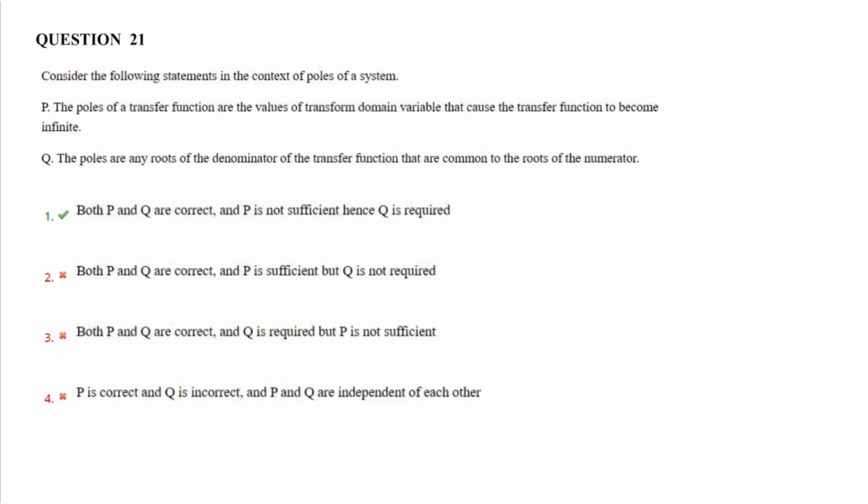Next, statement 2: poles are any roots of the denominator of a transfer function that are common to the roots of the numerator. The reason for statement P is that poles are the values of S that make the denominator of the transfer function equal to 0. Poles are values of S that make the denominator of the transfer function 0.